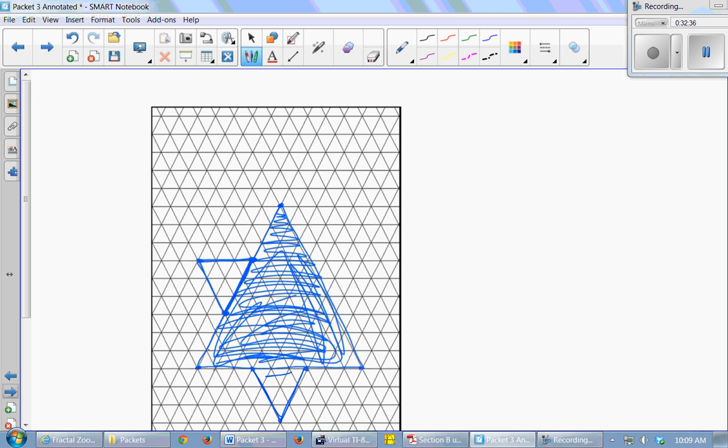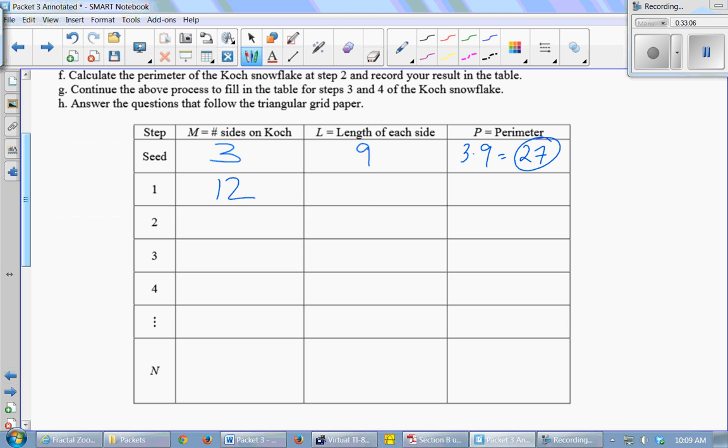So there's another one, and we shade that in. And one more, shade that in. So now, how many sides does my Koch snowflake have? 12, yeah. 1, 2, 3, 4, 5, 6, 7, 8, 9, 10, 11, 12. And what's the length of each side? 3. Okay, so we go back to our table and we say we now have 12 sides. Each side has length 3, which means what's my perimeter? 36. 12 times 3 is 36.